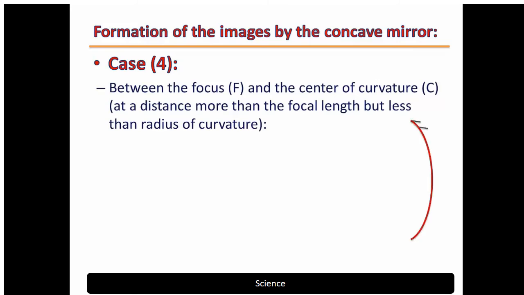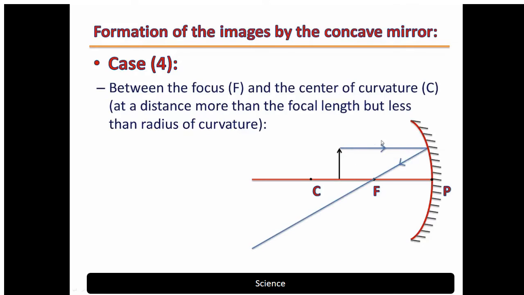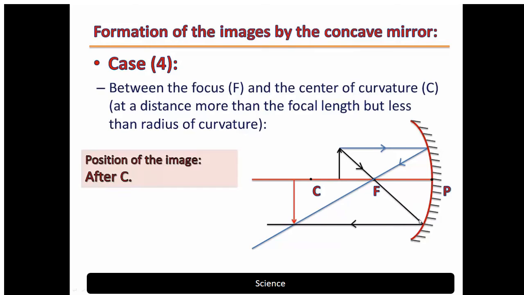Case 4. The object is between the focus and the center of mirror curvature, or at a distance more than the focal length but less than the radius of mirror. So the object is between C and F. We will draw 2 incident light rays from the highest point. The first one is parallel to the principal axis. It will reflect passing through the focus. The second one will pass through the focus. It will reflect parallel to the principal axis.